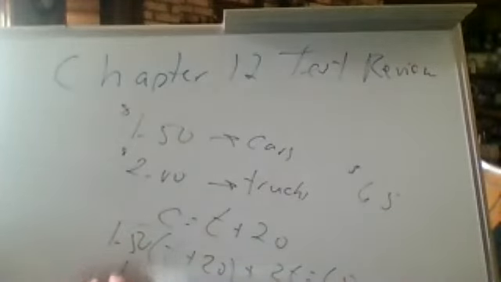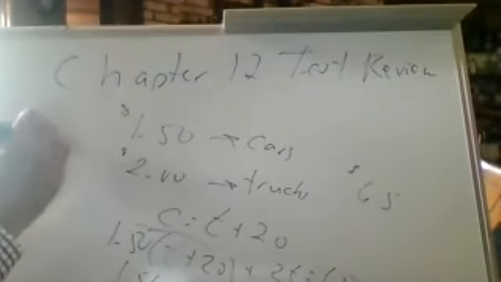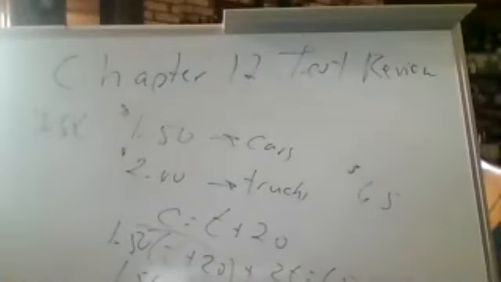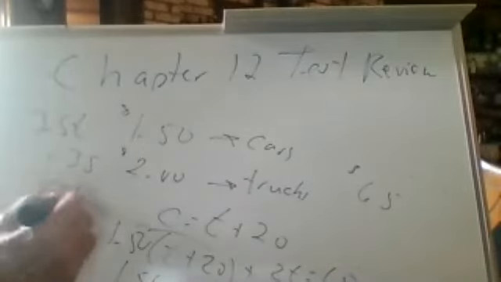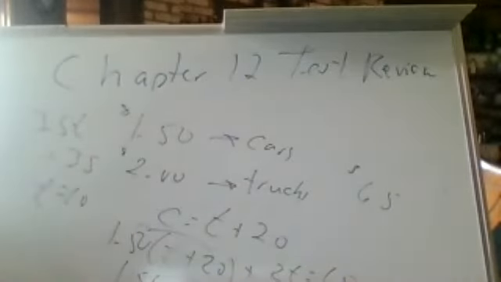So I basically got 1.5T plus 30 plus 2T equals 65. 1.5T plus 2T is 3.5T. Subtract 30 equals 35, divide by 3.5, and T equals 10, which is the number of truck tickets sold. And then the car tickets would be T plus 20. So 20 plus 10 would be 30, okay?